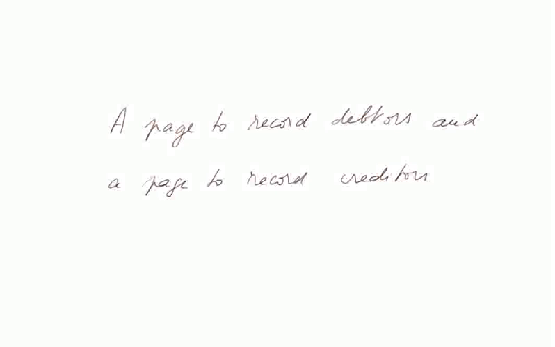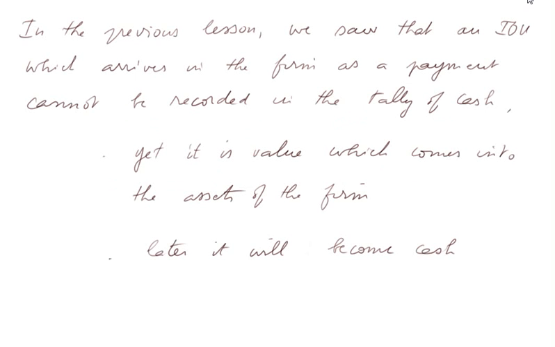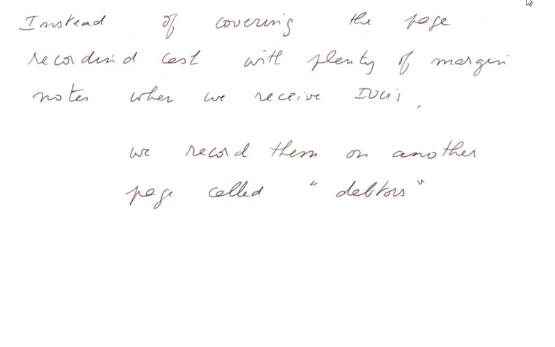A page to record debtors and a page to record creditors. In the previous lesson, we saw that an IOU which arrives in the firm as a payment cannot be recorded in the tally of cash, yet it is value which comes into the assets of the firm, and later it will become cash. So instead of covering the page recording cash with plenty of margin notes when we receive IOUs, we record them on another page called debtors.